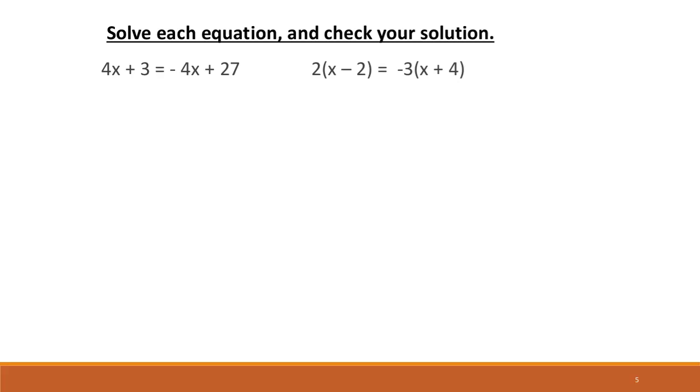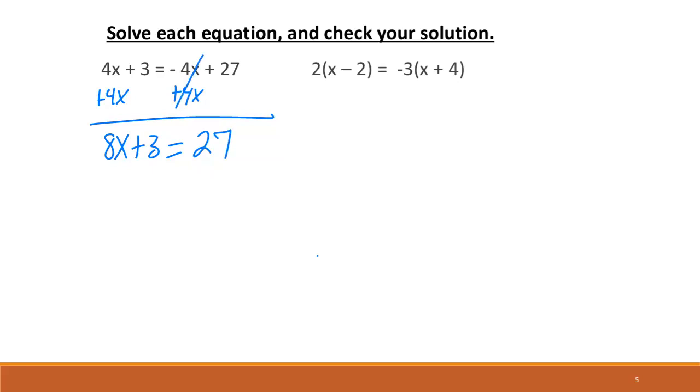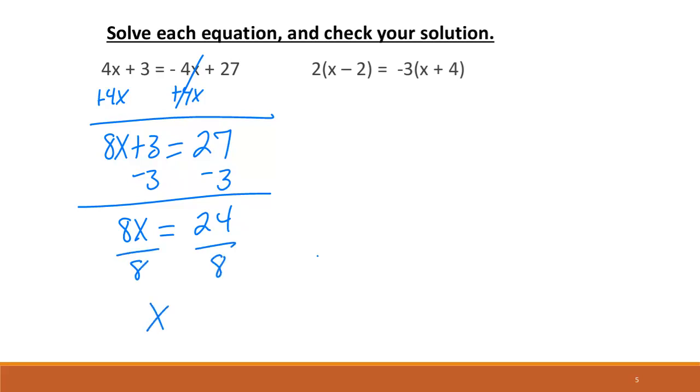So let's do this one. I'm going to add 4x to both sides. And I get 8x plus 3 equals 27. Then I'm going to subtract 3 from both sides. And then divide by 8. So I get x equals 3 as my final solution.